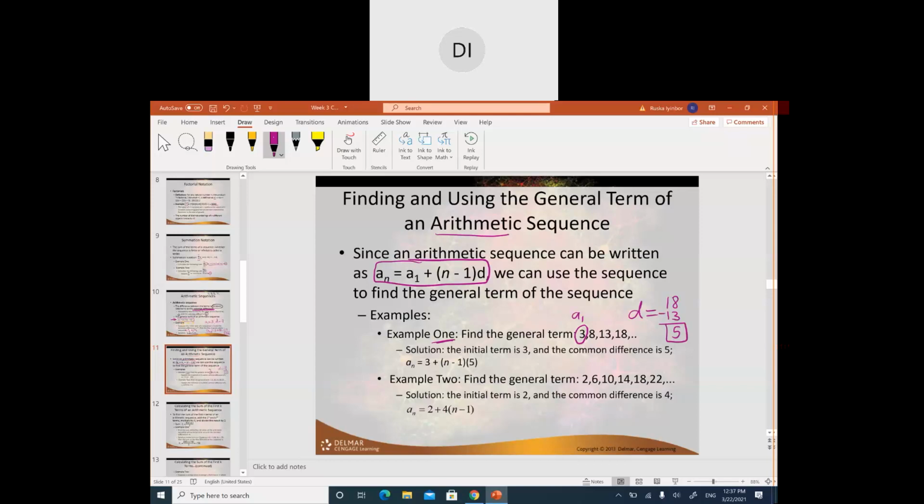So the common difference is 5 and A1 is 3. And when you plug it into this formula, it's going to be An is 3 plus (n minus 1) times 5. So now when I have this formula, I can find whatever term I want to find. I can find A50, I can find A100, whatever I want to find. Make sense?